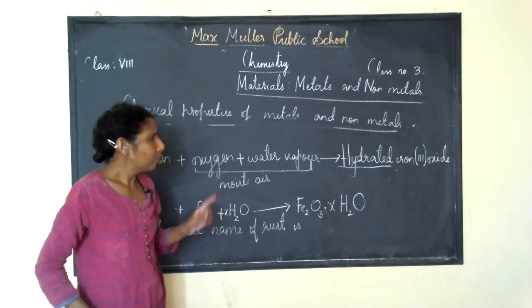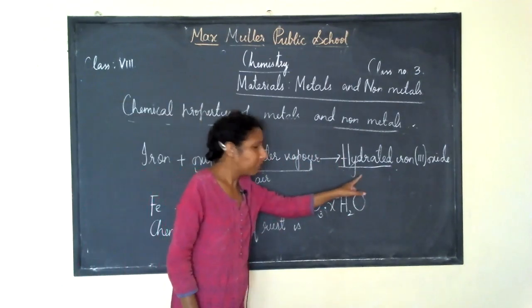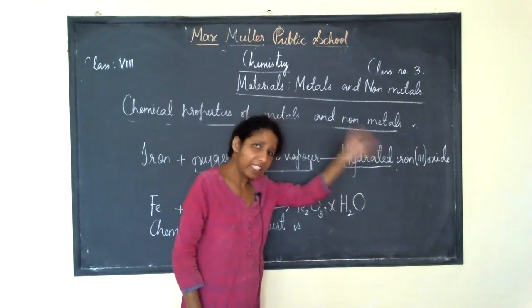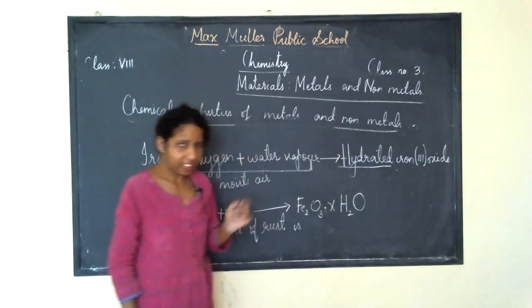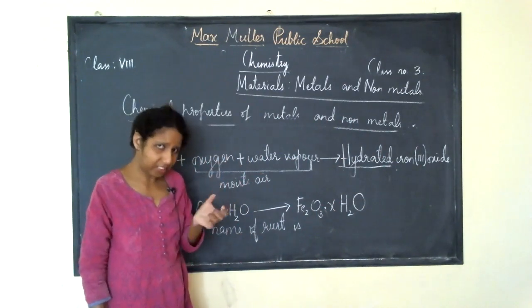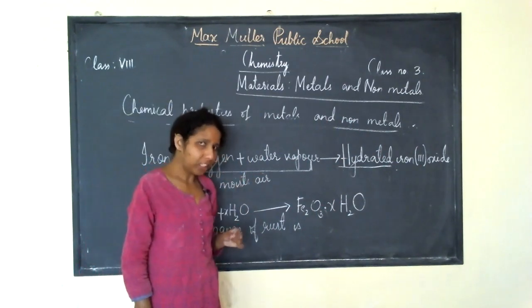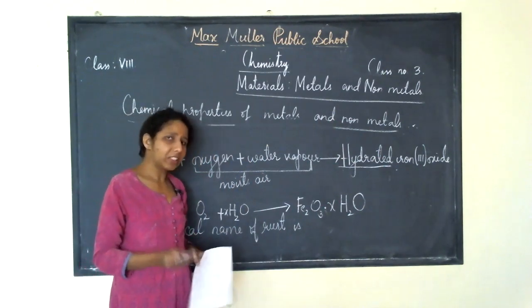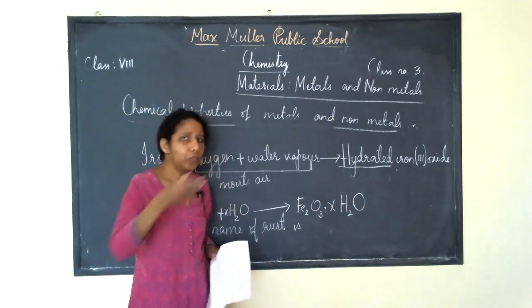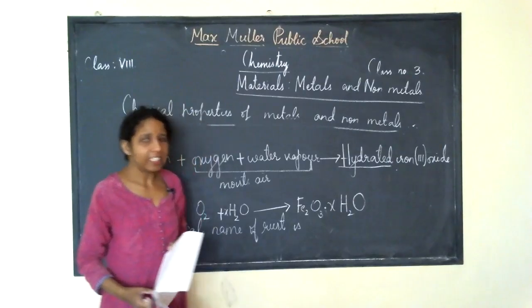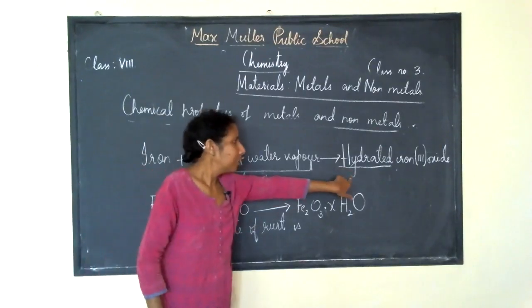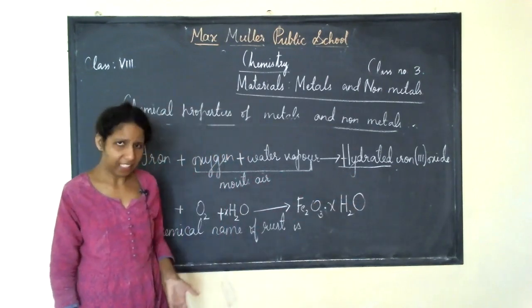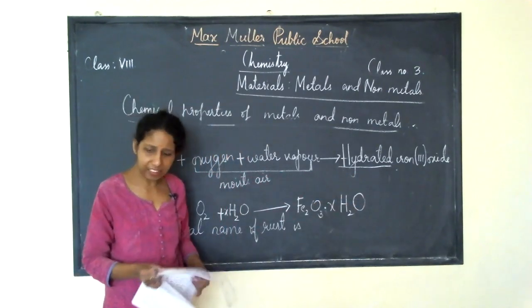If you dissolve this hydrated iron 3 oxide in water, that is, if you dissolve this rust in water and perform the litmus test, again it changes red litmus into blue, indicating this hydrated iron 3 oxide is basic in nature. Do you people understand this?